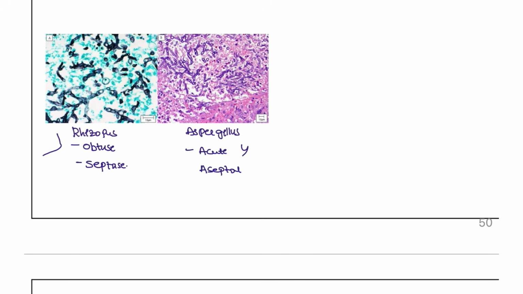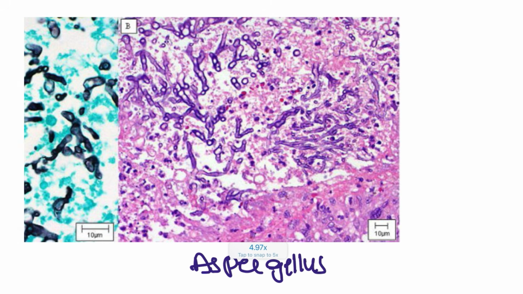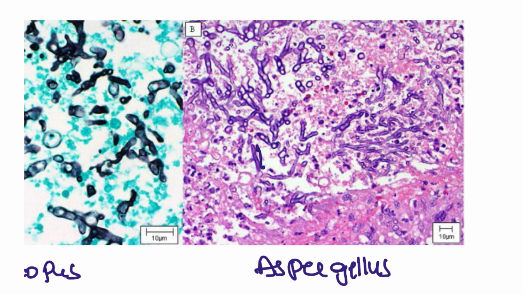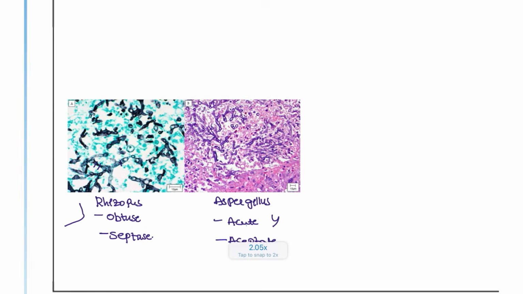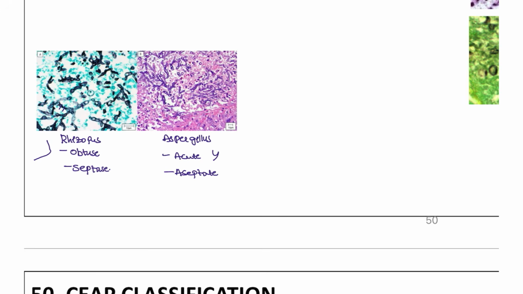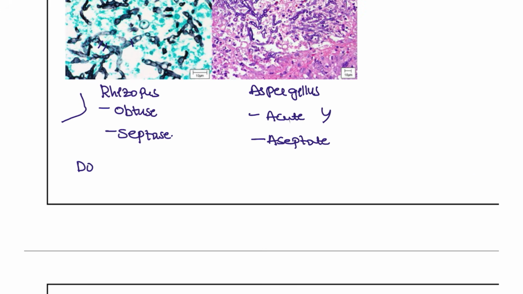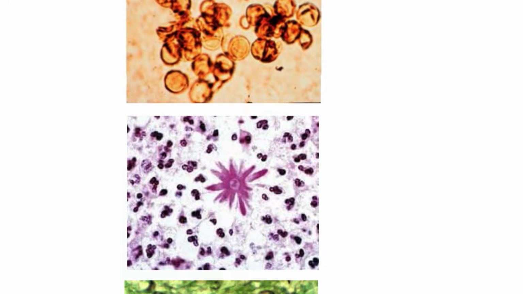Septa are not present here. Here you can see there are no septations. Right? But here you are going to see the septations. That is the difference between Rhizopus and Aspergillus. And the drug of choice for this patient is liposomal amphotericin B. Aspergillus, the drug of choice is voriconazole. Recent INICET question.